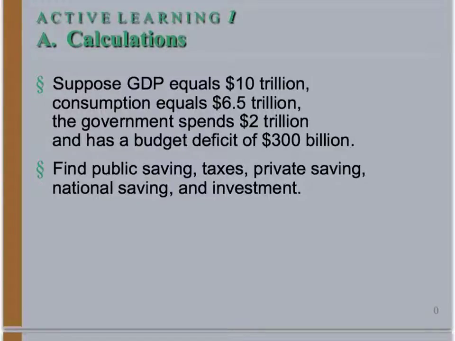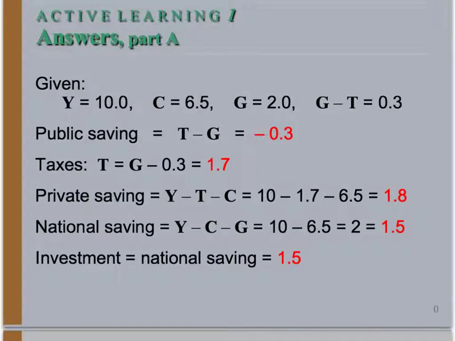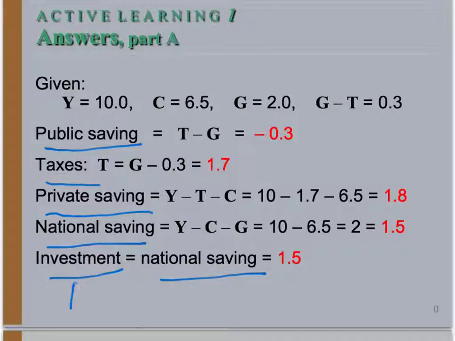Okay, we're back, and the answers to your questions are here. Go through for yourself and do the calculations. They're all fairly self-evident, and you need to memorize all of these: public savings, taxes, private savings, national savings, and investment, which will equal national savings. Okay, this identity comes up again and again.